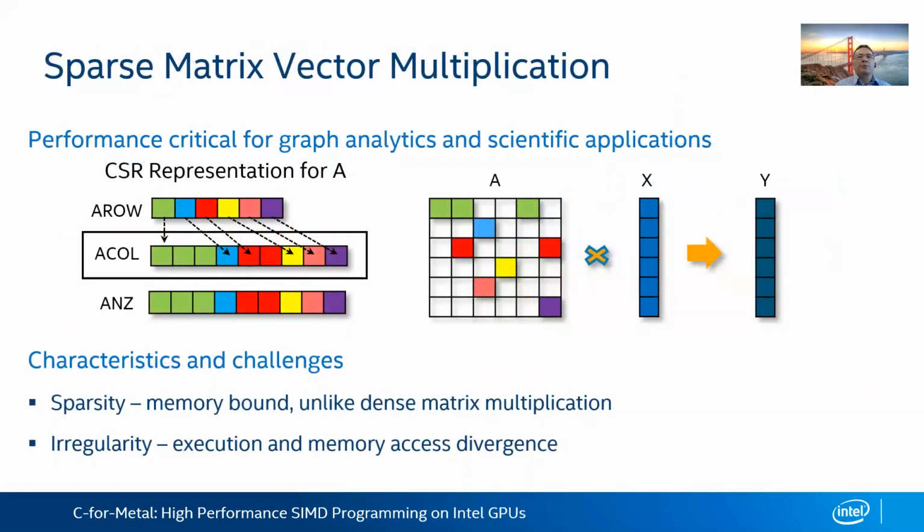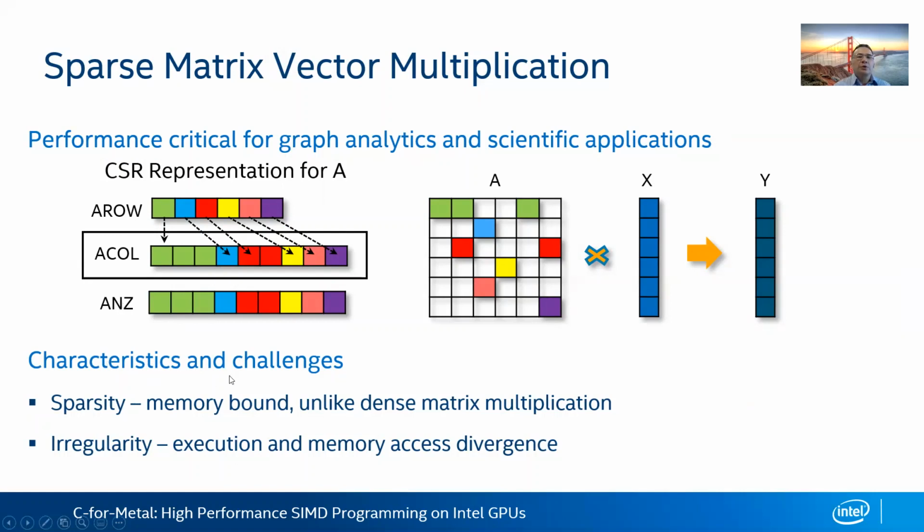Another example is sparse matrix vector multiplication. We use the CSR representation. It's a compressed sparse row representation. The matrix A is represented with 3 one-dimension arrays. A has non-zero elements of A laid out in row major fashion. A column are the column indices of the corresponding non-zero elements. A row encodes the index of the starting position of a given row.